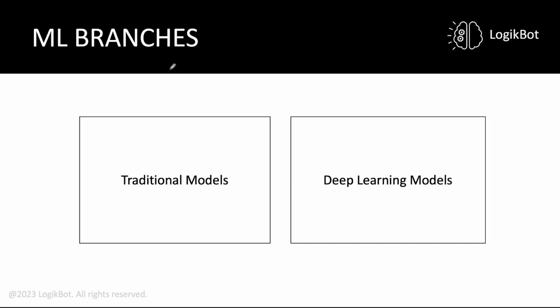So we have two core branches of machine learning. We'll call these machine learning branches. We have traditional models and we have deep learning models. Now, under here are ANNs, or artificial neural networks. Now, these are different than deep learning models.